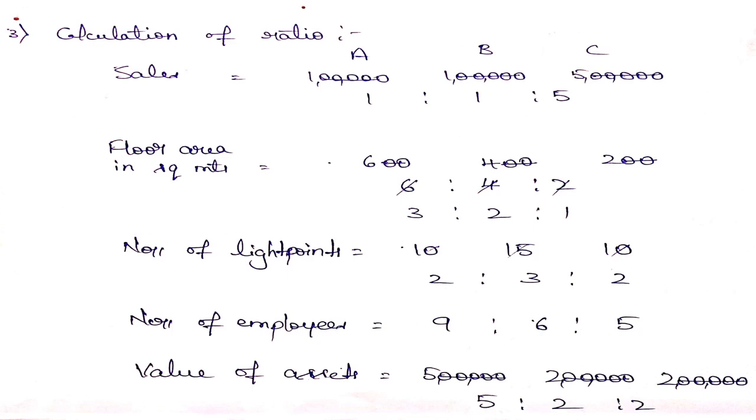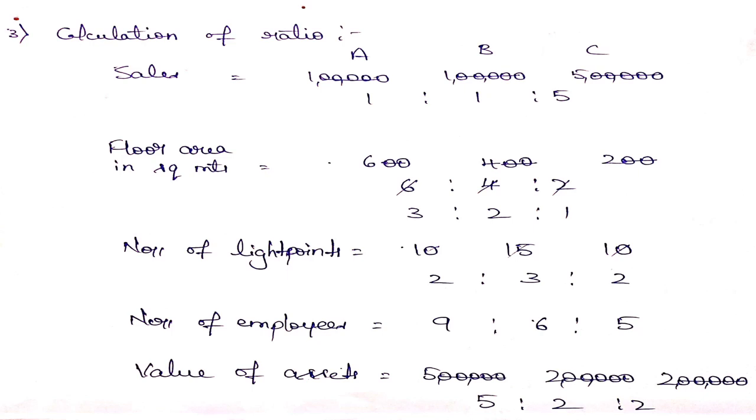In the same manner, floor area occupied in square meters is given as 600, 400 and 200. Again cancel the common zeros. You will get 6:4:2. If you want, you can stop here. Otherwise, you can further simplify. 2 3s are 6, 2 2s are 4, and 2 1s are 2. So further you can simplify and you will get 3:2:1, that is the area occupied ratio.